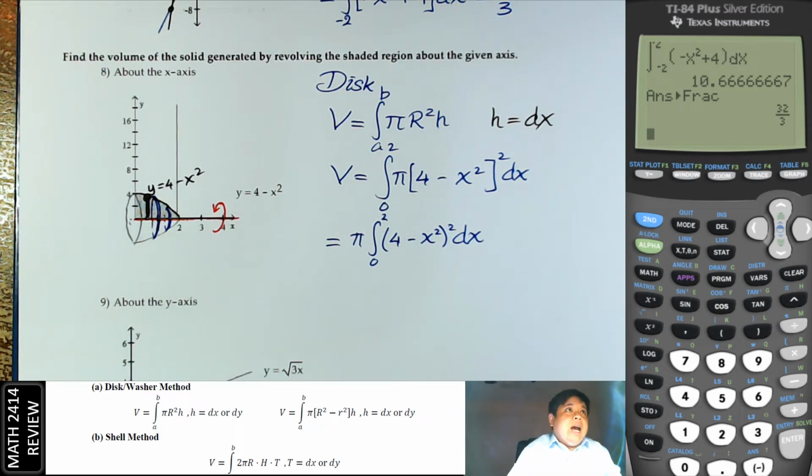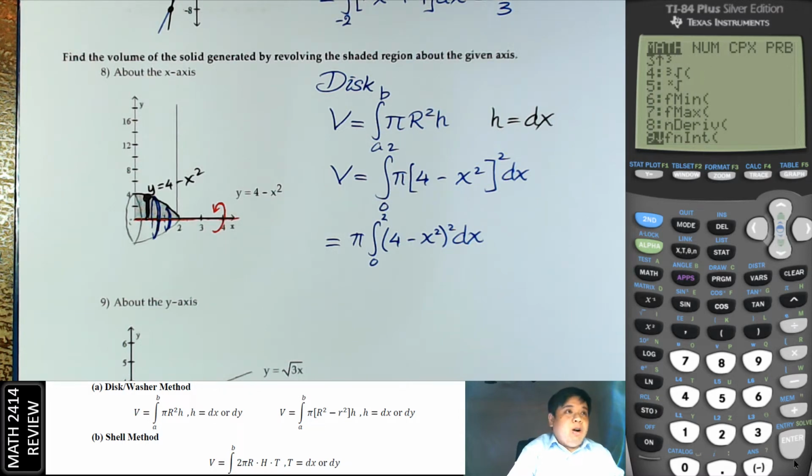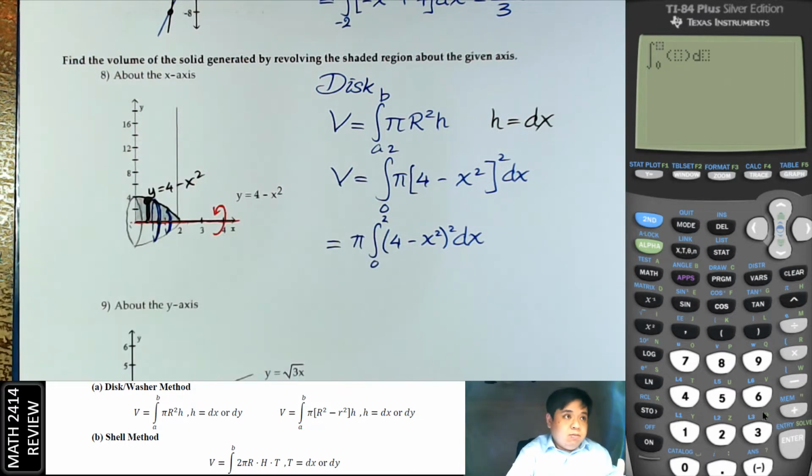Right. And just like what I mentioned previously, for this type of problem, just need to set up the integral. The rest we can just use a calculator to evaluate it. There will be a lot of problems that we integrate. Alright, from 0. And if there's a pi, take it out. Just enter those numbers. 4 minus x squared dx. So we do that without the pi.